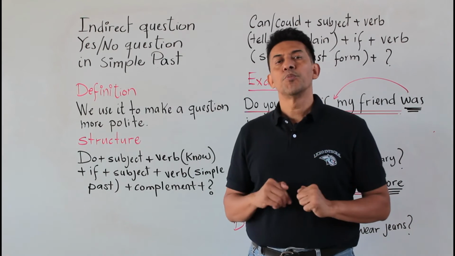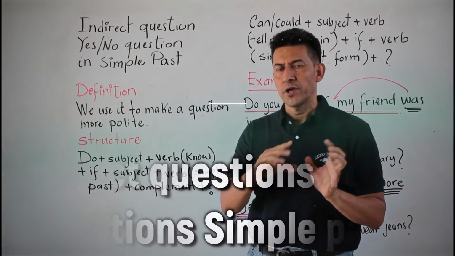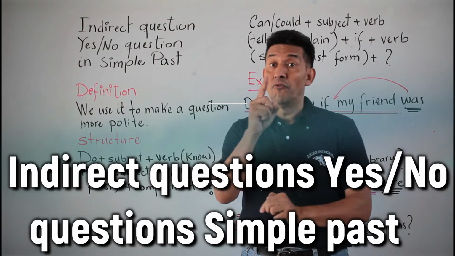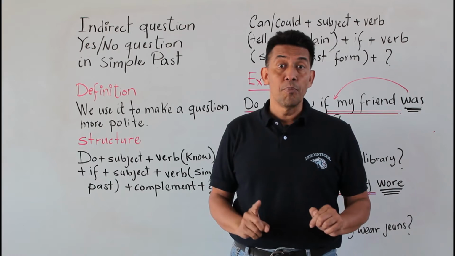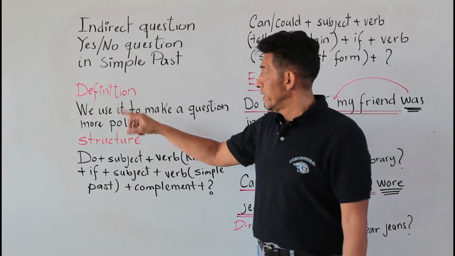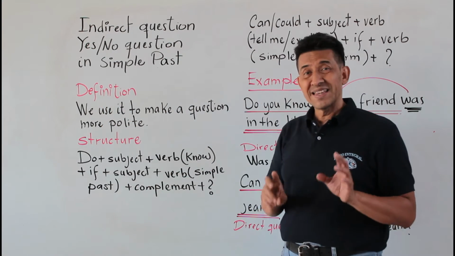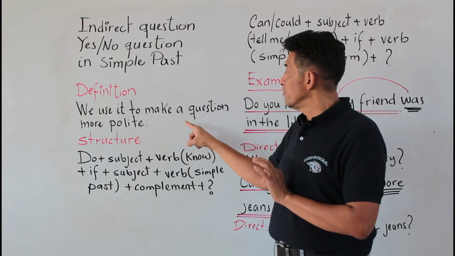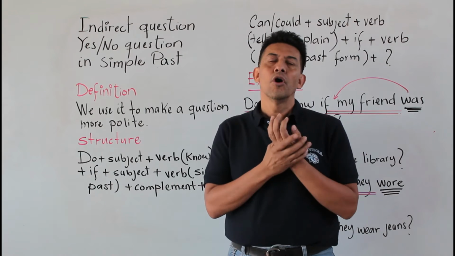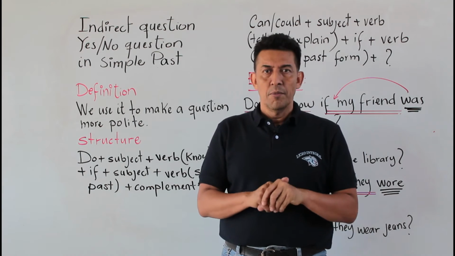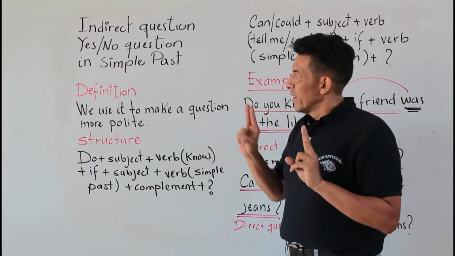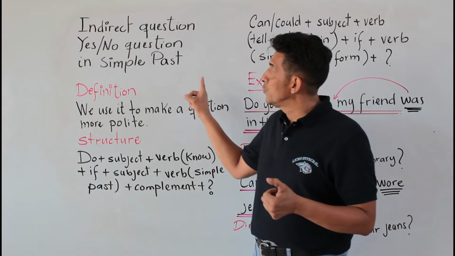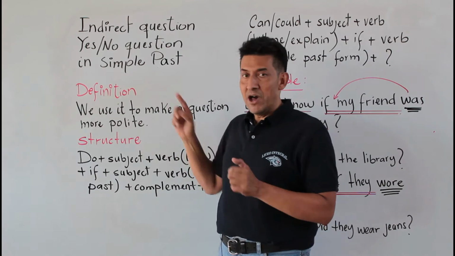In this opportunity, we will study indirect questions using yes/no questions, but in simple past. The definition is that we use indirect questions to make a question more polite. But the only difference for this class is that we're going to use simple past.